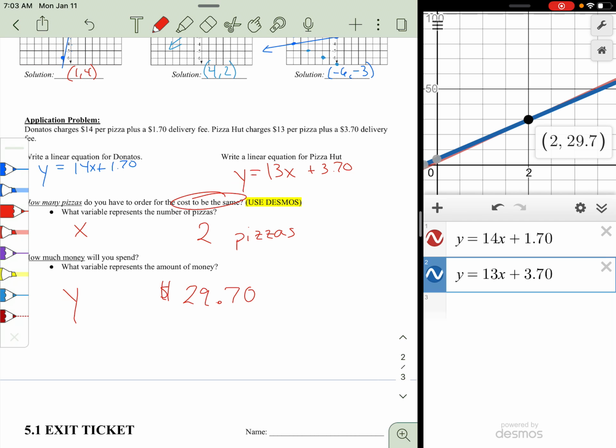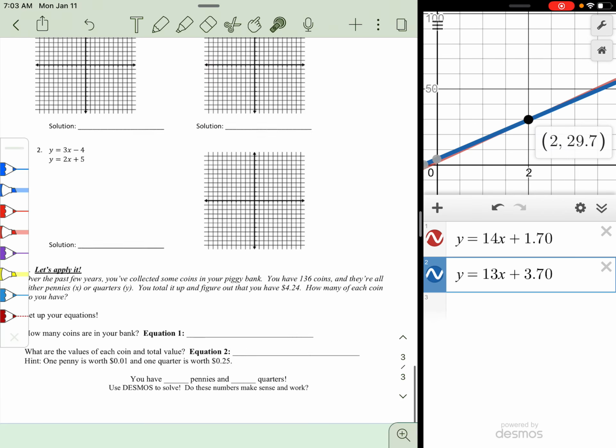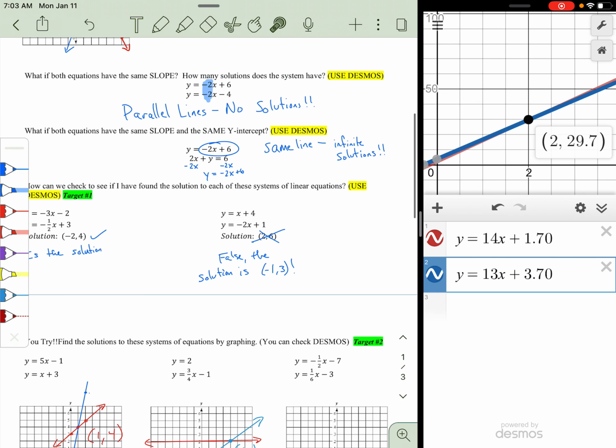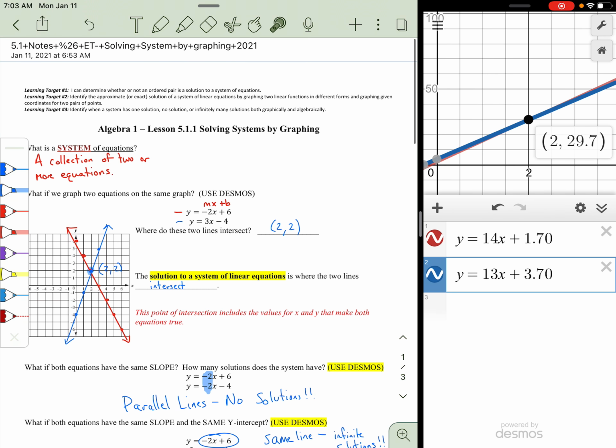Okay, so that's how you do an application problem with graphing, solving systems. Write up the equation, graph them, see what it would cost to be the same amount, and what your total price is. So you got an exit ticket, similar situation. Go ahead and use Desmos on that, finish that, and submit it to Canvas. Have a great rest of your day, and I'll see you.